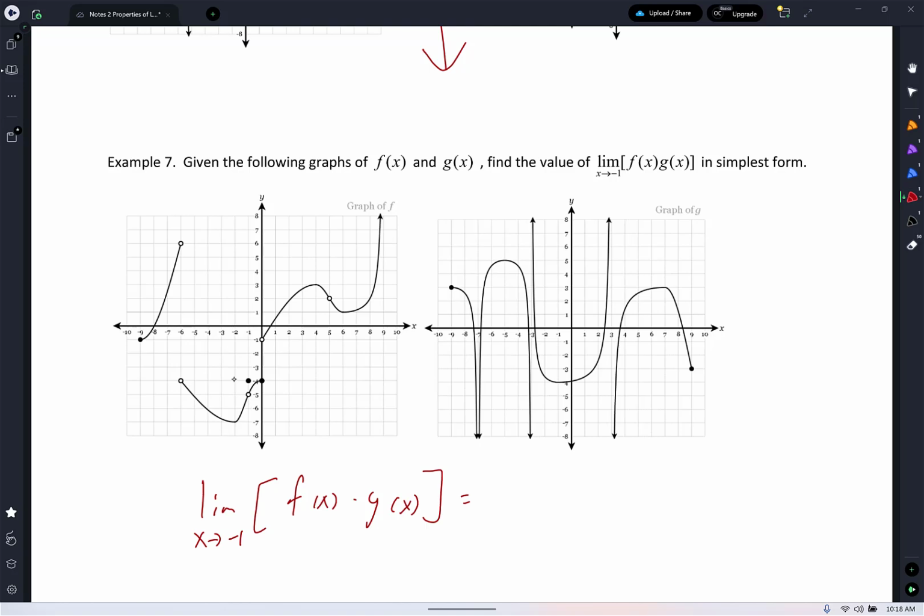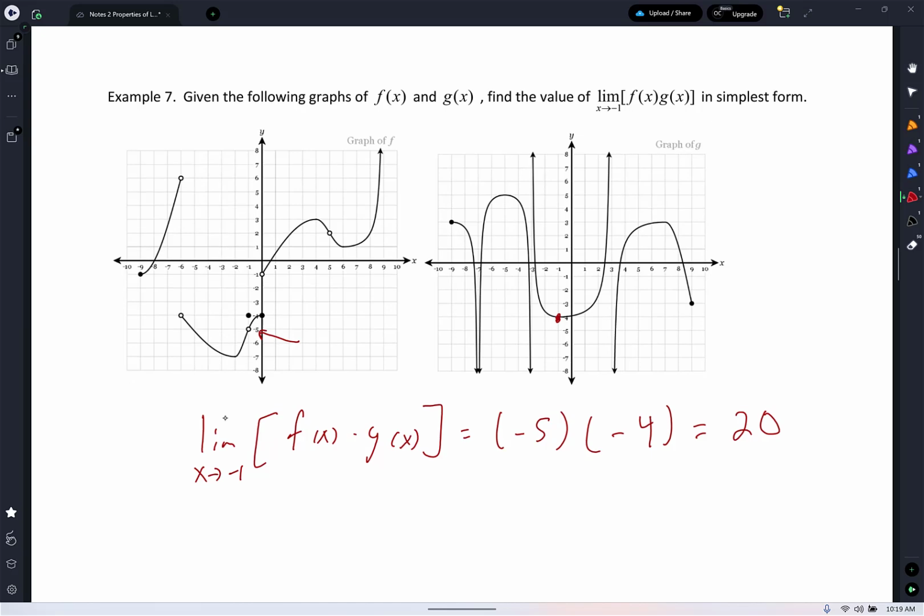If I approach negative 1 for f of x, here's negative 1. What is that limit? Negative 5. See, it's this value right there, what you're approaching. Not negative 4, but negative 5. And then for the other one, at negative 1, it looks like it is negative what? Negative 4. What's negative times a negative? Positive. So it's a positive 20. And that's it.